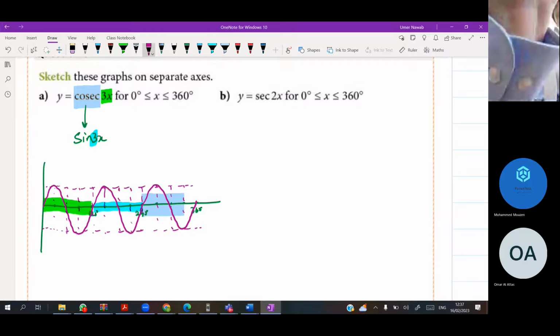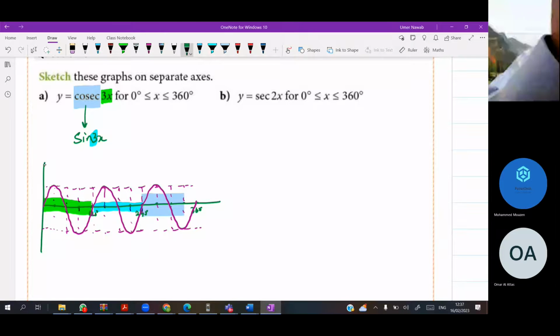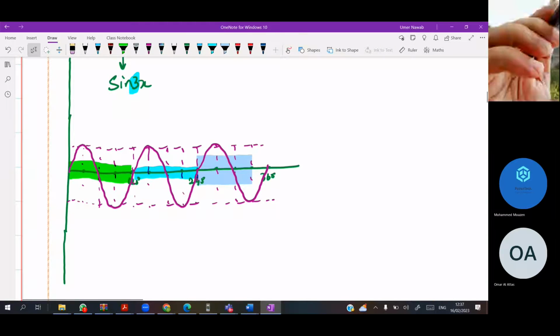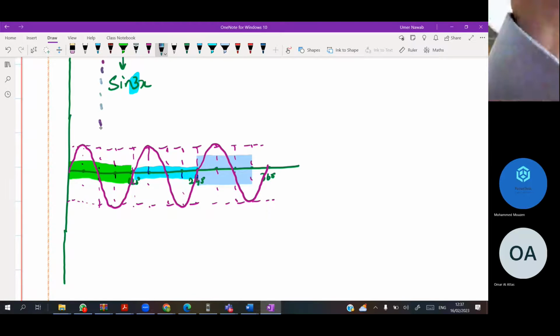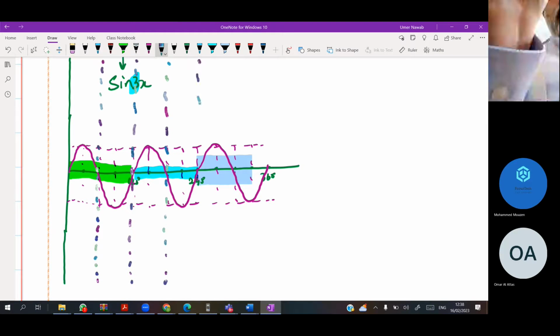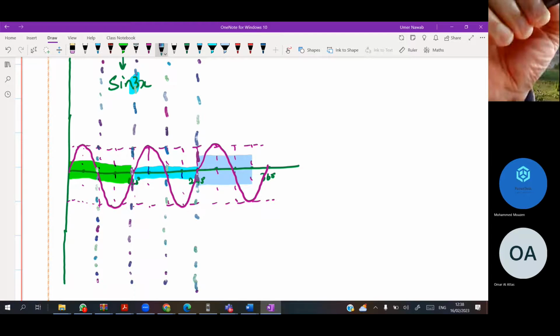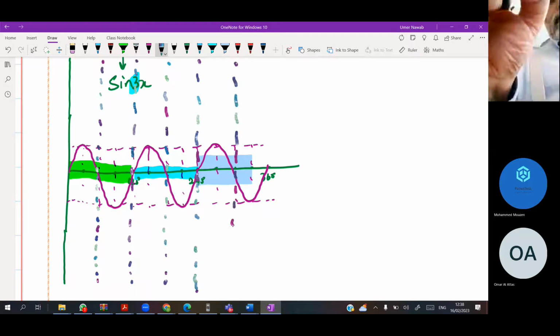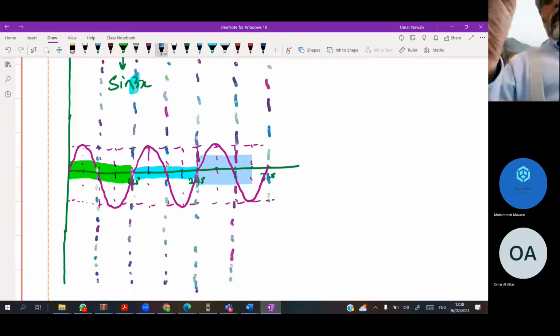I'm going to draw the opposite, the cups and the caps. Remember? I'm ready to draw the cups and the caps. Where the zero is happening, here I will be getting asymptotes. So zero is happening at 120, zero is happening at this point, zero is happening here, and here.